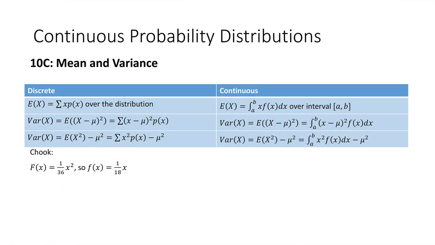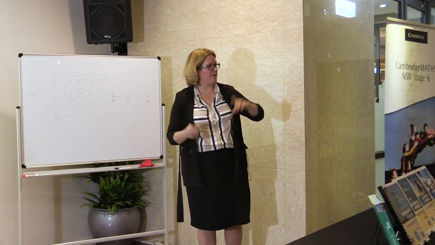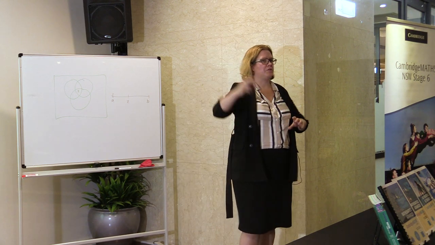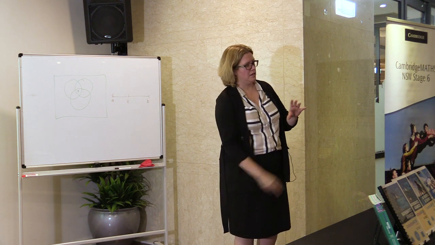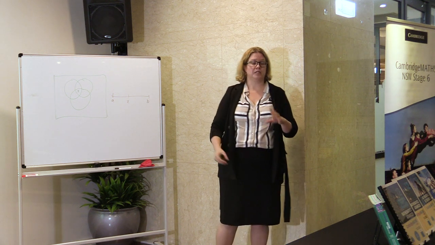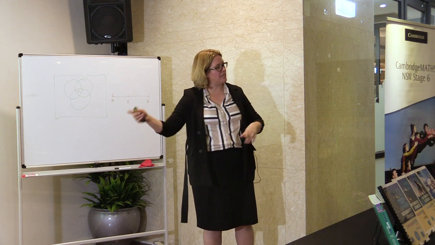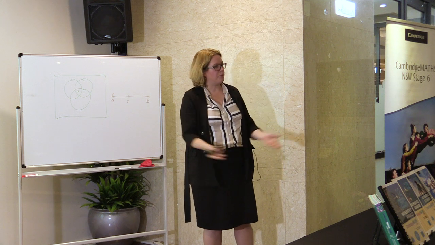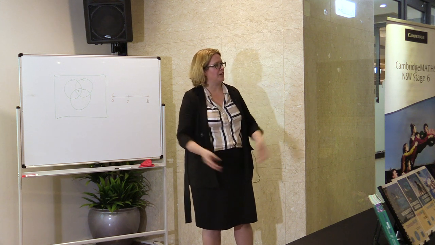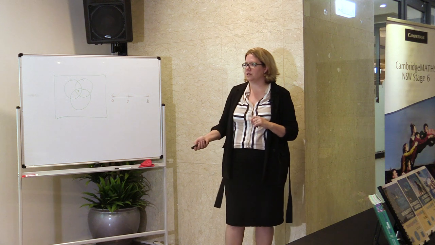So if we go back to our chook, we've got that the cumulative distribution function is 1 over 36 x squared, and therefore I could then go backwards and work out what the probability density function would have been by differentiating. So that's what we've got to remember, a bit like you used to have to remember that you've got your acceleration and your speed and the other one, distance, mental block, and that you're differentiating, accelerating, and so on. The same idea here: cumulative distribution function, probability density function, integrate, differentiate, and getting that the right way round.